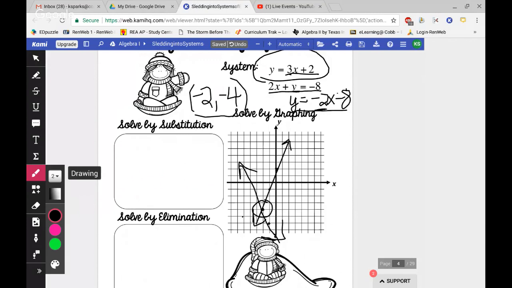Where is that? I get confused with finding the point of intersection. That's where I'm most confused. Oh, okay. Where the two lines cross, you can't really tell where they're crossing. Is that what you're saying? Like, I see where the cross is, but I don't know what the numbers are. Okay.